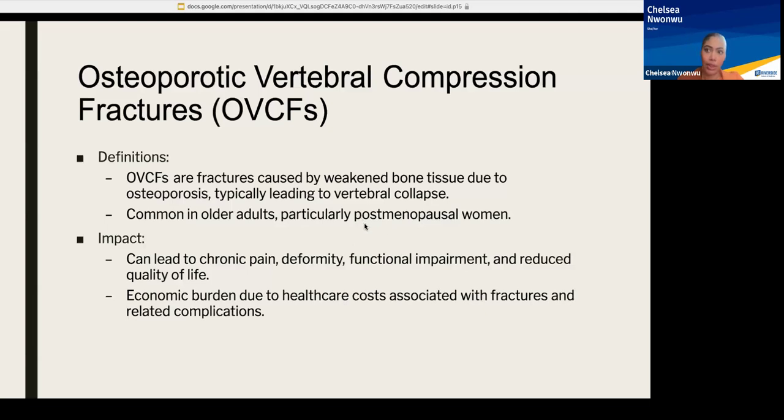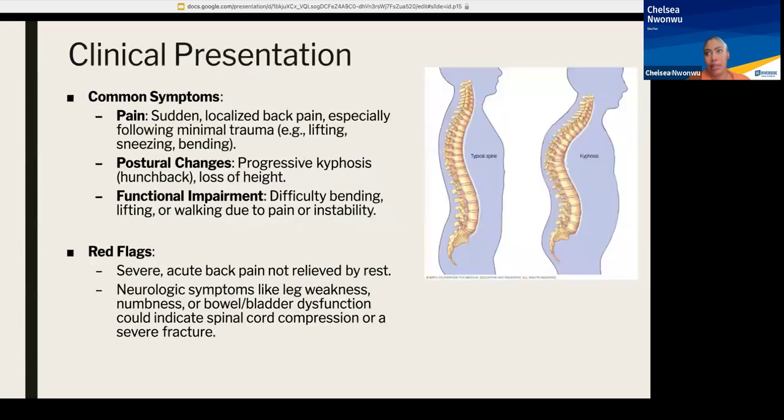Okay. So with osteoporosis factors, what I was saying before, they can be caused by weakened bone due to osteoporosis, typically leading to vertebral compression fractures. And again, with the lifetime burden, it can cause chronic pain, deformities, functional impairment, and economic burden, which really have an effect not only on patient outcomes, but on the financial burden as well. You can go to the next slide.